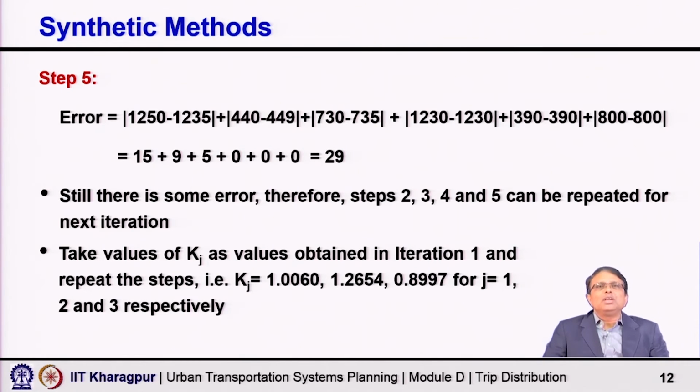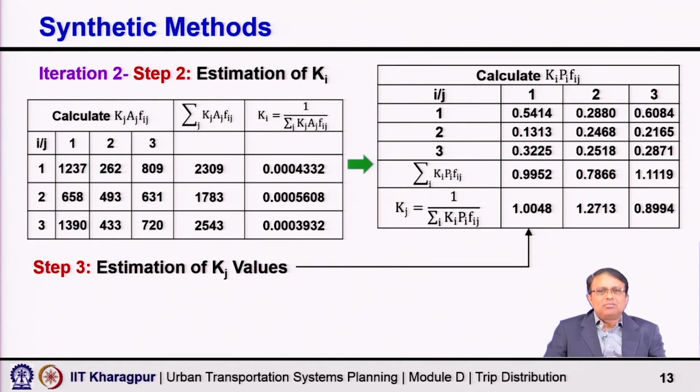So, we are repeating steps 2, 3, 4, 5 in this case. We are going back again, calculating with that Kj value what the Ki values are, and with those Ki values, what the Kj value is, and then coming back. That is what is shown here.